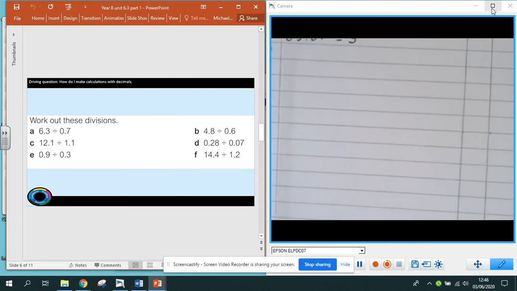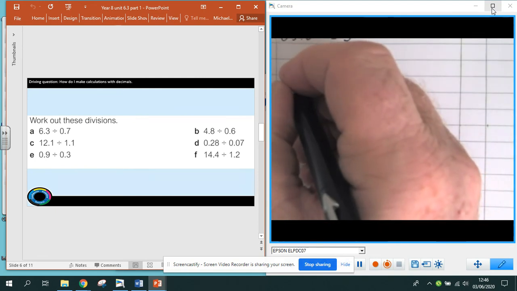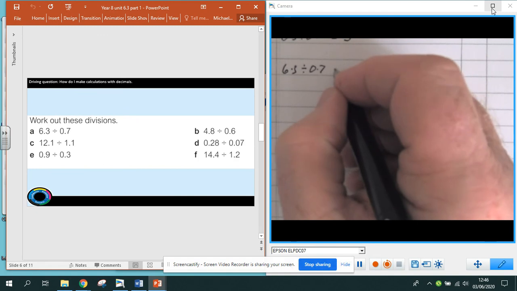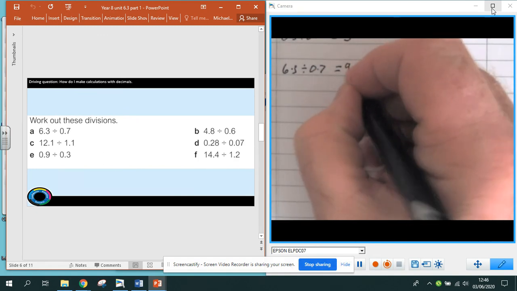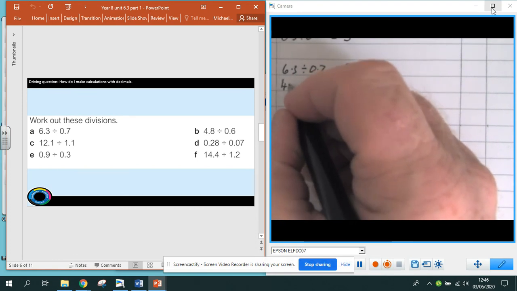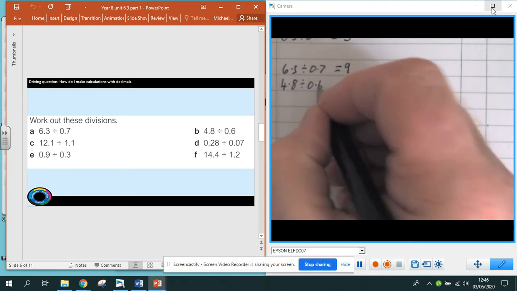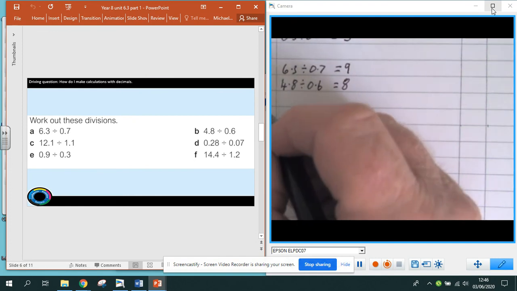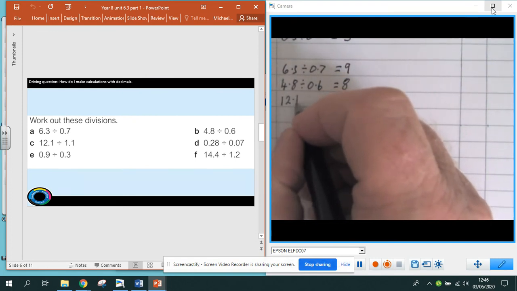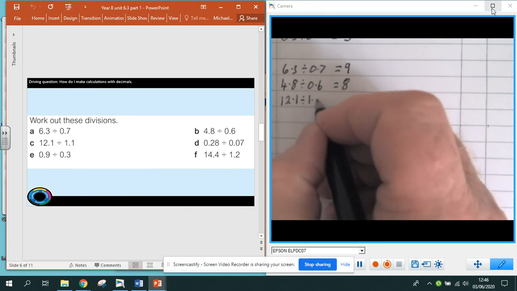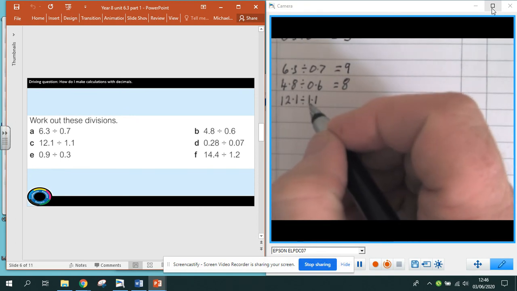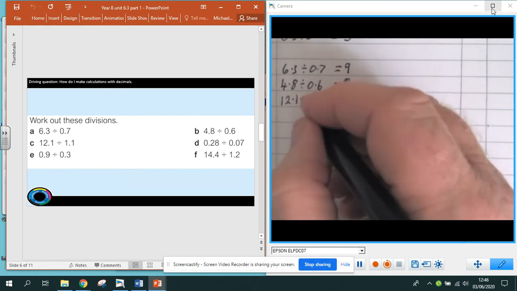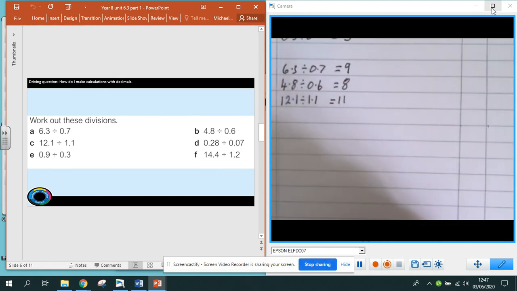Okay, so here we go. So we've got 6.3 divided by 0.7. 63 divided by 7 is 9. 6.3 divided by 0.7 is also 9. 4.8 divided by 0.6. 48 divided by 6 is 8. 4.8 divided by 0.6 is 8. 12.1 divided by 1.1. 121 divided by 11 is 11. So 12.1 divided by 1.1 is also 11.